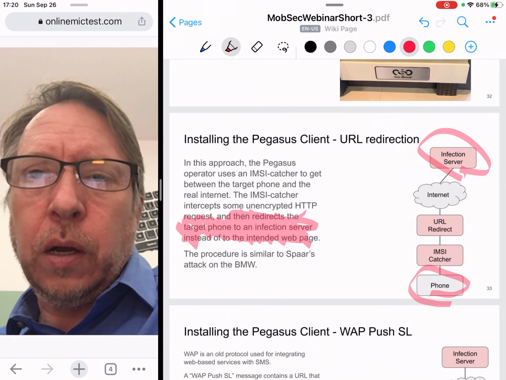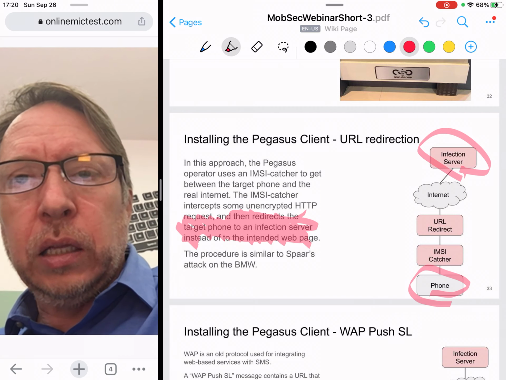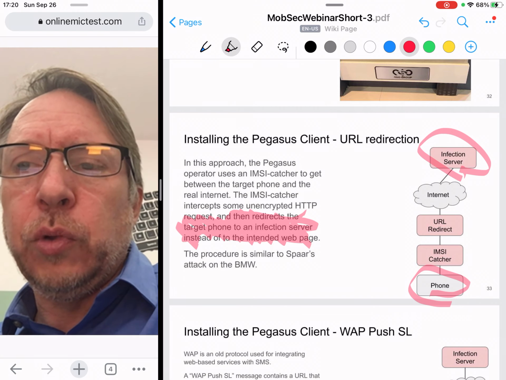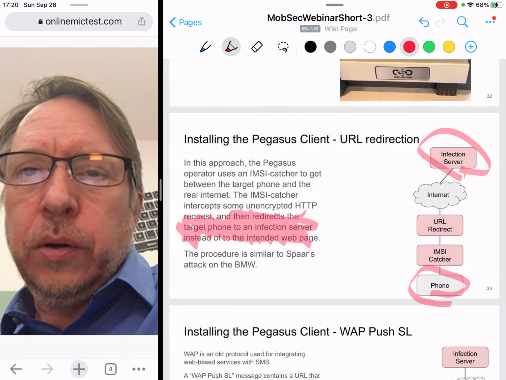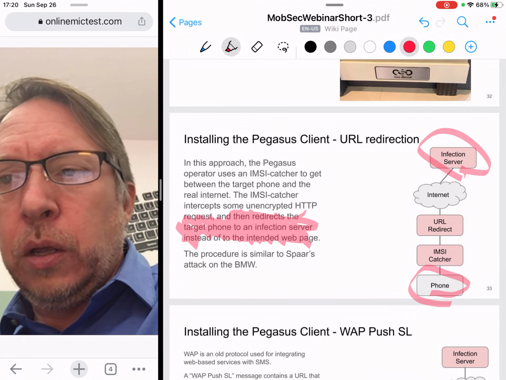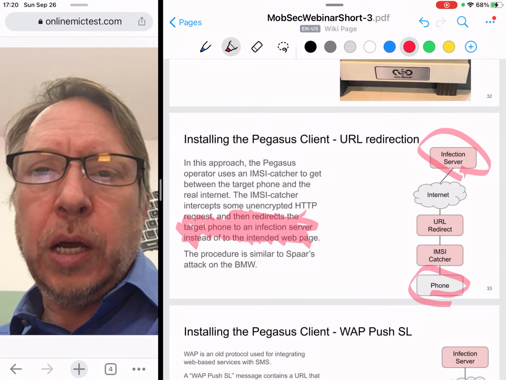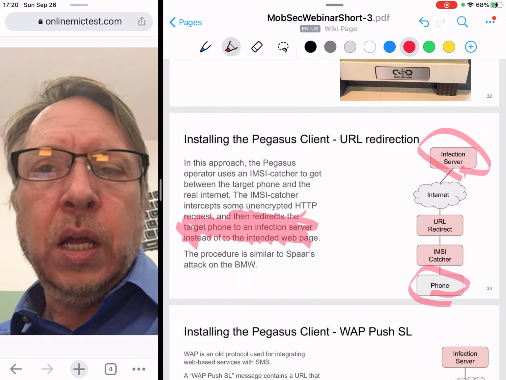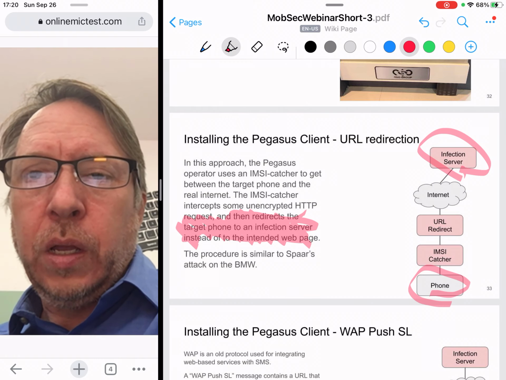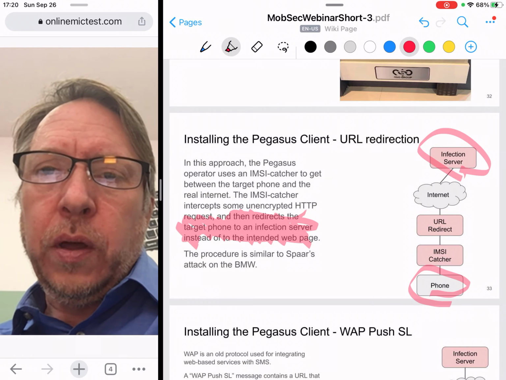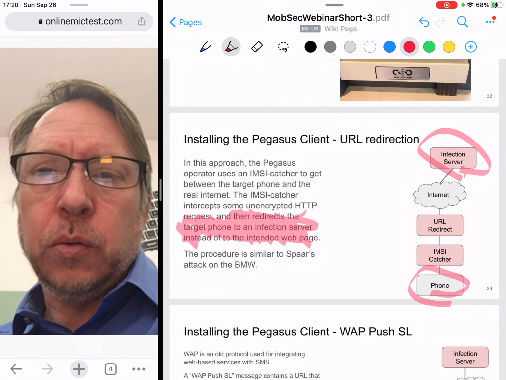This is very similar to the procedure that Dieter used for taking control of the BMW. Again, you're going to use an Mzcatcher to intercept IP traffic between the phone and the outside world, and then somehow present the phone with a fake service that mimics something they were trying to access.